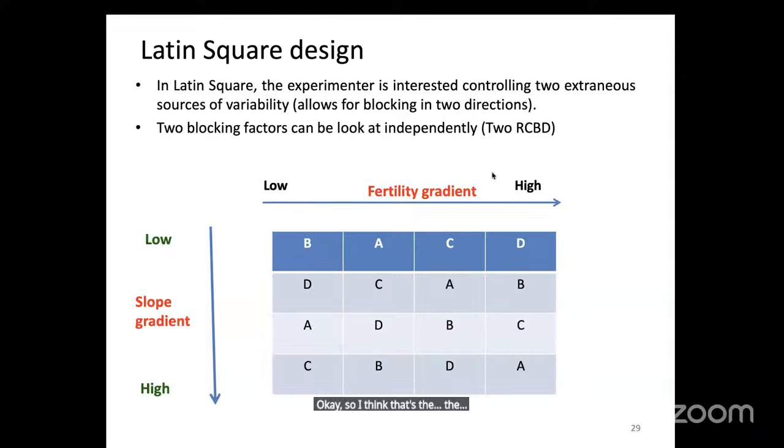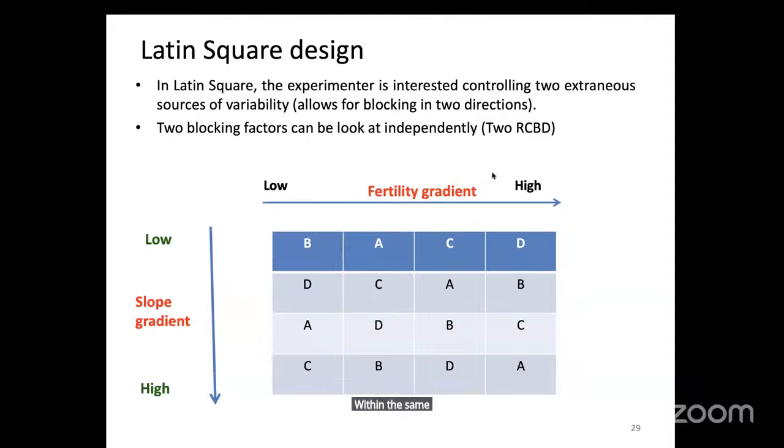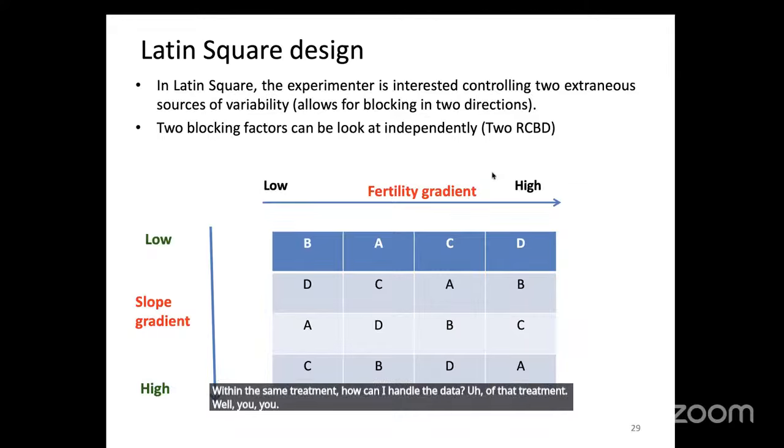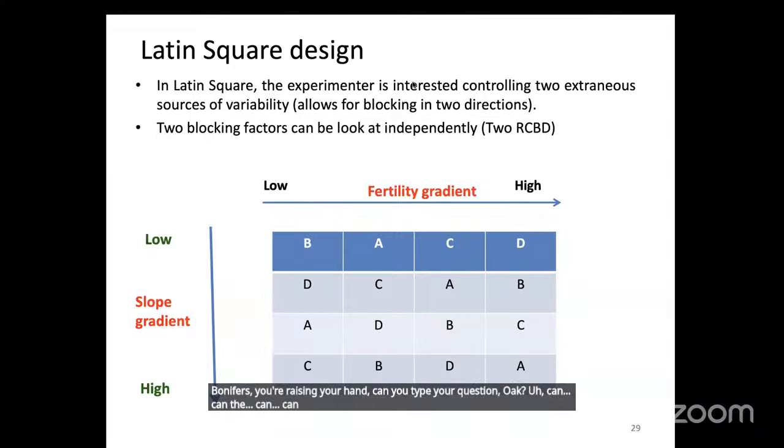Someone says: I have 3 treatments with replicates and I happen to lose 2 replicates within the same treatment. How can I handle the data of that treatment? Well, you can still handle the data with the treatment in that you can consider some of these observations to be missing. Boniface, you're raising your hand. Can you type your question? Or can the host allow Boniface to say something?